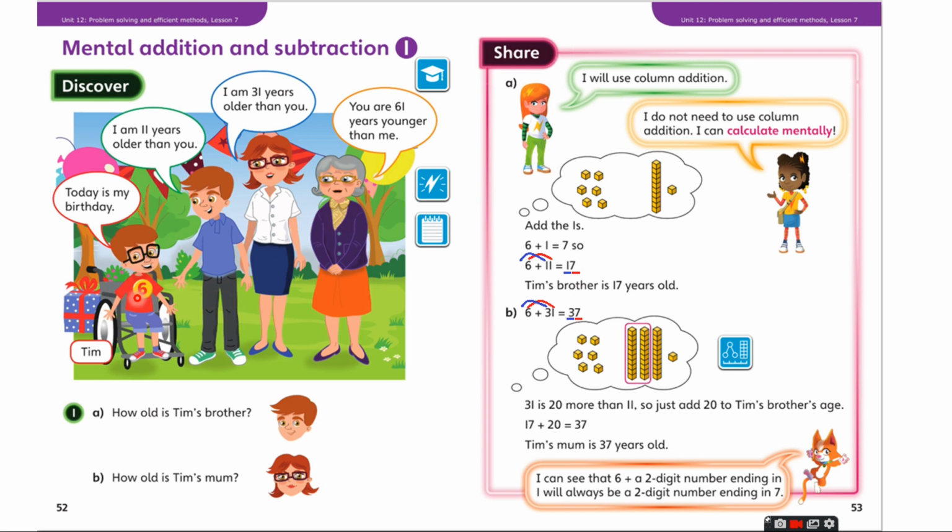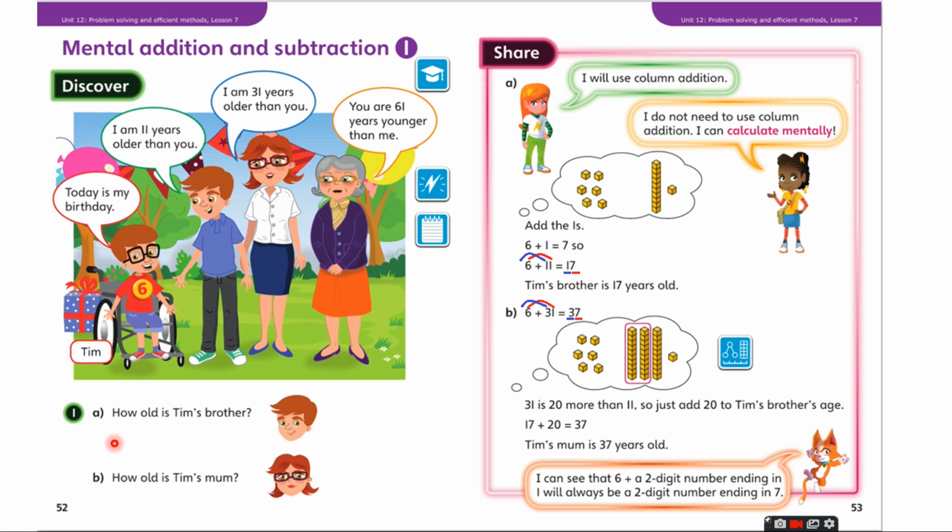We have Tim. It is his birthday. He is 6 years old. His brother is 11 years old. His brother is 11 years older than Tim. Now his mom, she is 31 years older than Tim. But he is 61 years younger than his grandma. So his grandma is older than his mom and his brother and him. Later, we're going to find that we have somebody else who is older than all of them.